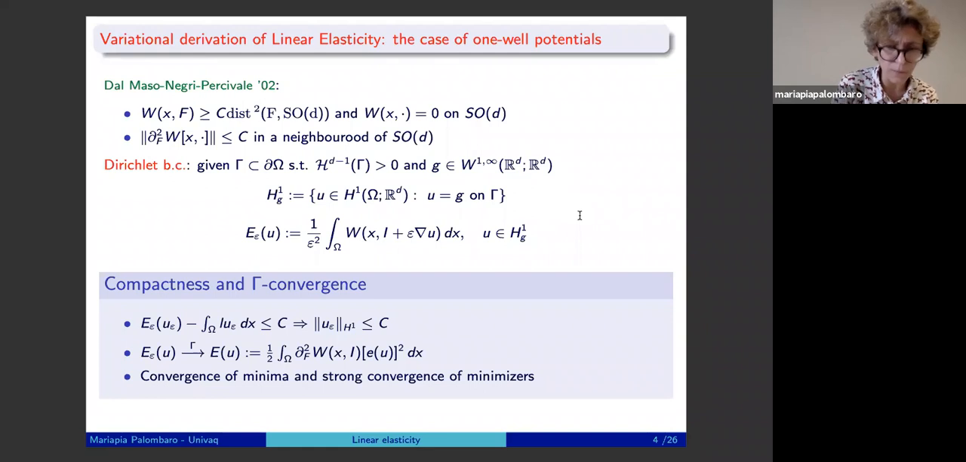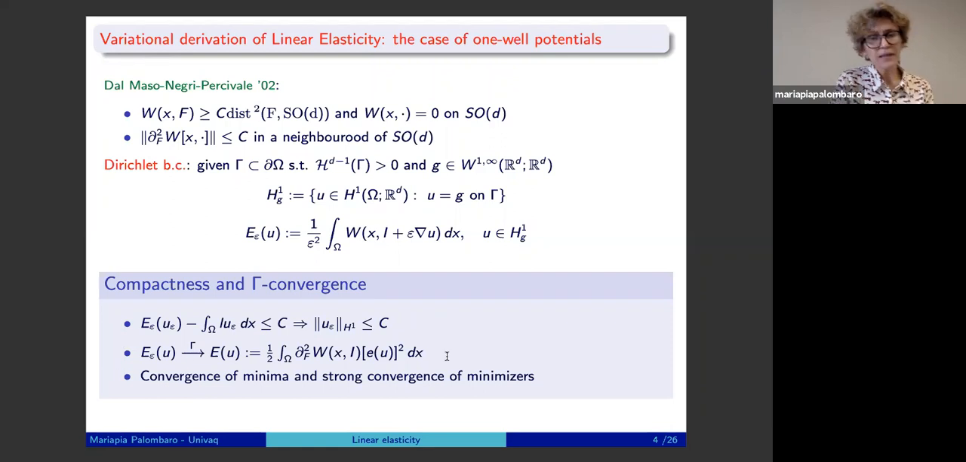So what does it mean? The first line is called compactness: the compactness property of sequences of displacements with equibounded energy. So if I have a sequence u epsilon with equibounded energy, so the energy stays bounded along the sequence of displacements, then u epsilon is bounded in H1. Okay, so this is very important.